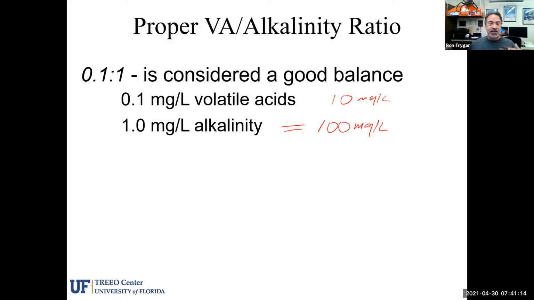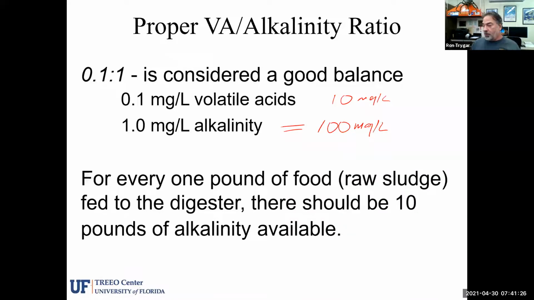So you can kind of see, you can word this a couple of different ways, and that's what you need to recognize for the state exam. They do word these things different ways. You got to be familiar with this terminology. For every 1 pound of food that's fed to the digester, in this example shown above, there should be about 10 pounds of alkalinity available. So kind of showing you this, for every 1 pound of food you send up there, you should have about 10 pounds of alkalinity, which would be the 0.1 to 1.